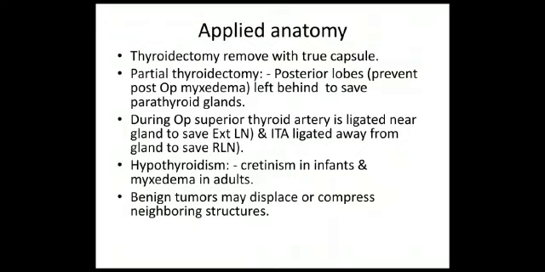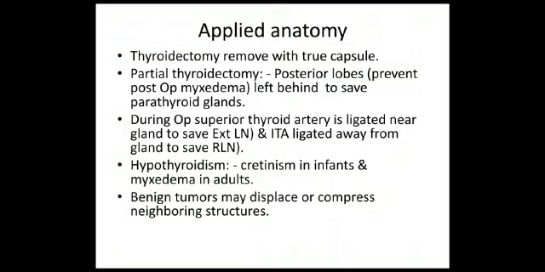Hypothyroidism. So this causes cretinism in infants and myxedema in adults. Here you have to differentiate hypothyroidism from that of hypopituitarism. In case of hypothyroidism, the child is not only short but also mentally retarded. But in case of pituitary dwarf, the child will be a dwarf but mentally stable.